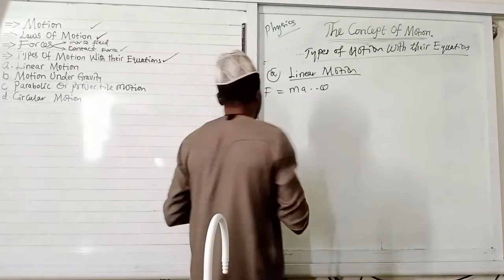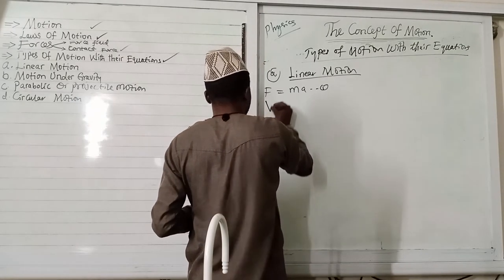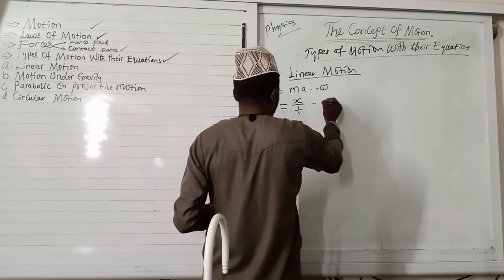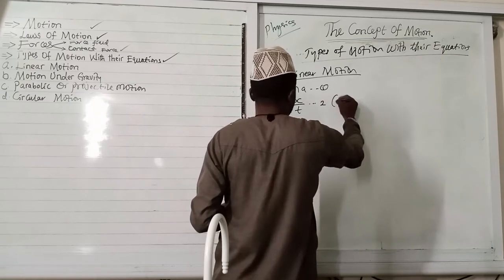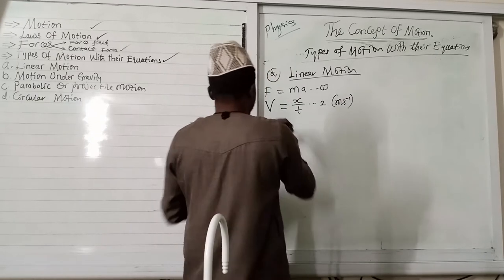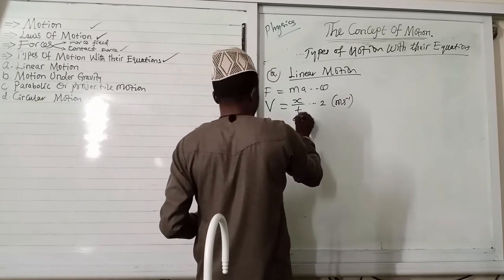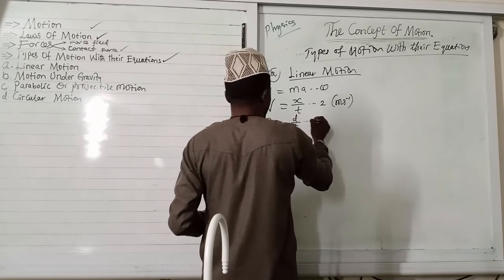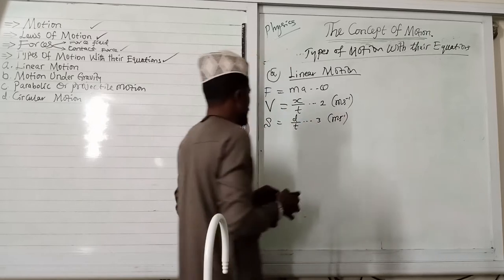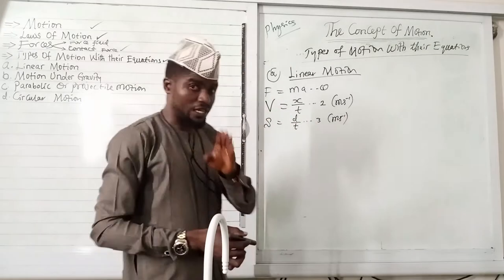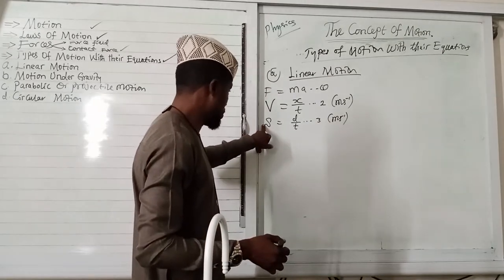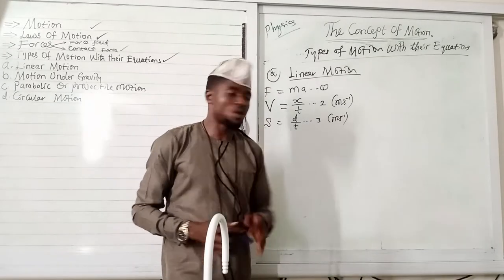So the first one is that the object moves with a velocity v equal to displacement all over time. We can call this equation number two, in the units of what? Meters per second. The body also moves with speed S equal to distance d all over t. We can call this equation number three, also in the unit of what? Meters per second. You know, velocity is a vector quantity, while speed S is a scalar quantity.